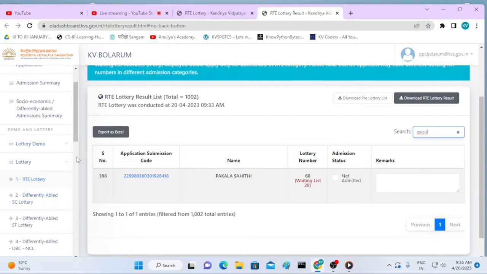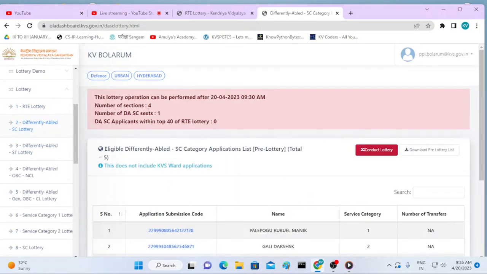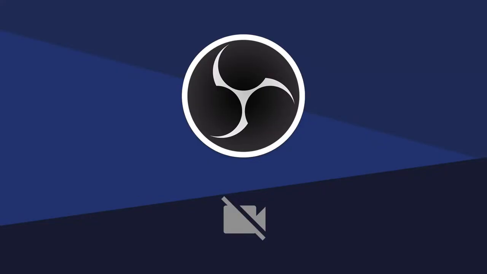So next, second lottery, differently abled SC. Sir, total again sections are 4, number of seats, only one is reserved. And these are the applicants. Five are there. Five applicants. So I am doing the lottery for them. Conduct lottery. Okay. Over, sir. This is the list. Only this fellow will get. The remaining, they will be waitlist.